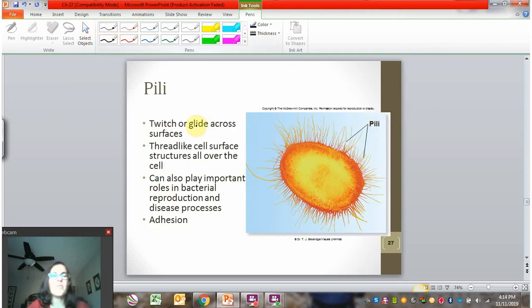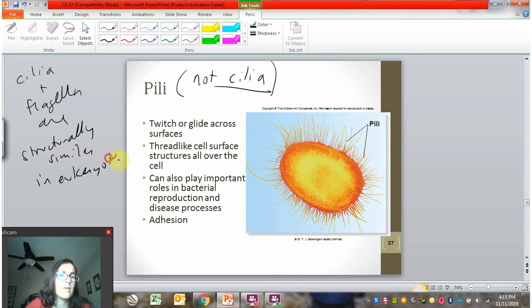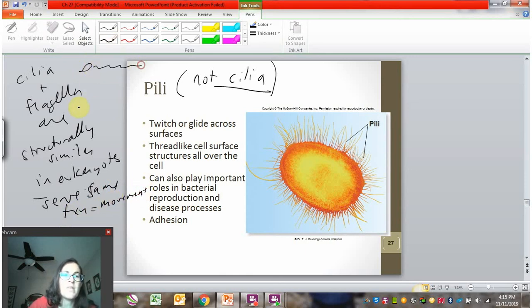So what we also see in bacteria are structures called pili. And I just want to be really explicit here. These are not cilia. So back when you learned about eukaryotes, you learned about cilia and flagella as structures that facilitate movement in eukaryotes. And cilia and flagella are structurally similar in eukaryotes. So let me write that here. And they generally serve the same function, which is movement.